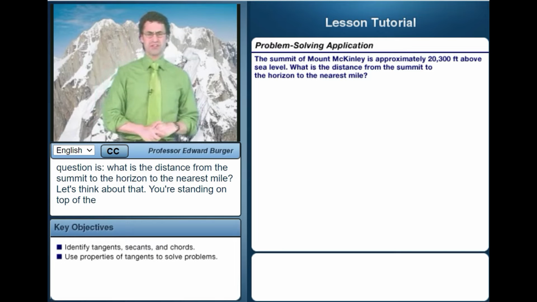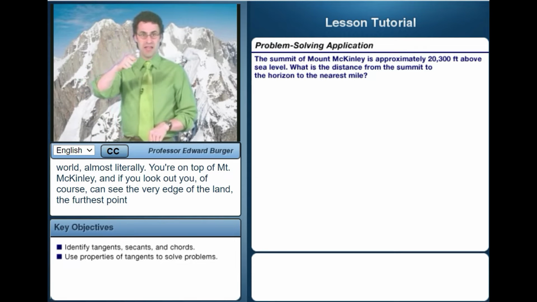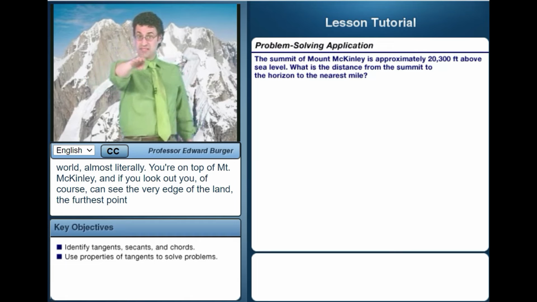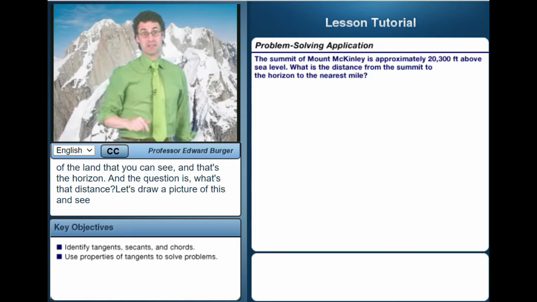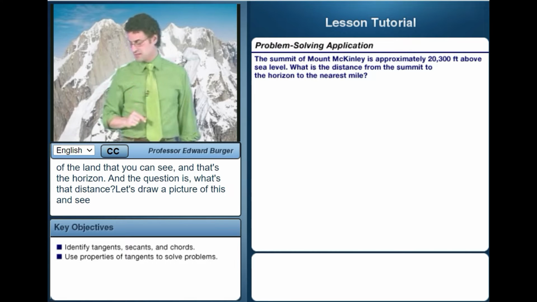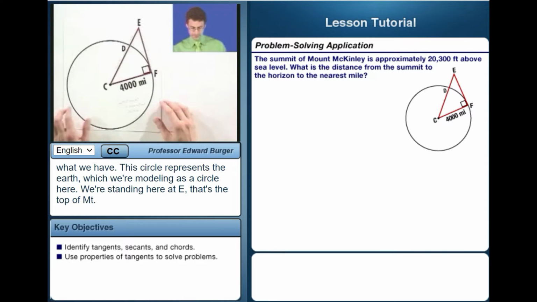Now, let's think about that. So you're standing on top of the world, almost literally. You're on top of Mount McKinley, and if you look out, you of course can see the very edge of the land, the furthest out point of the land that you can see, and that's the horizon. And the question is, what's that distance? Well, let's draw a picture of this and see what we have.